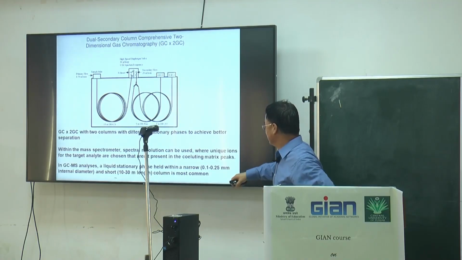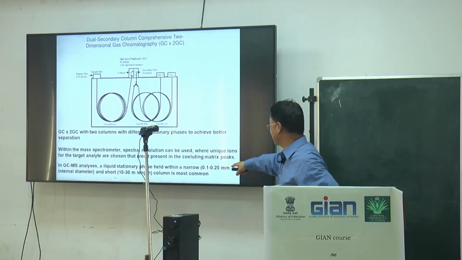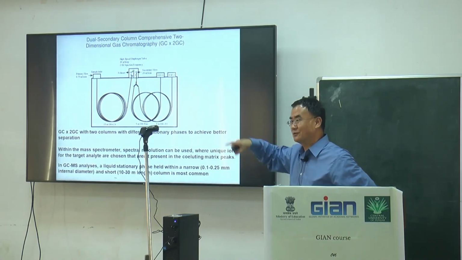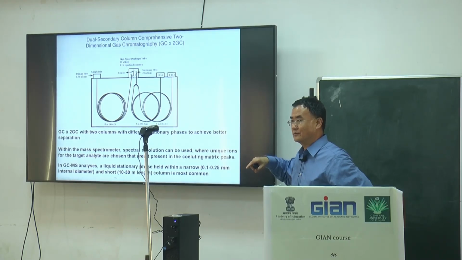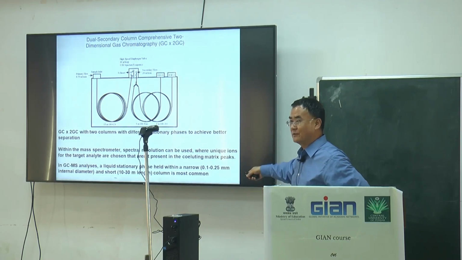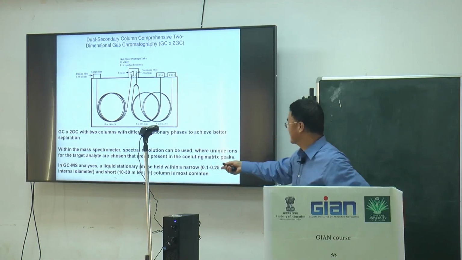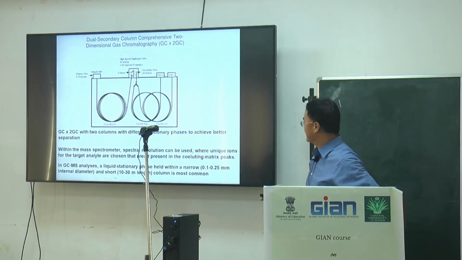For example, their diameter, the capillary diameter is like 0.1 to 0.25. But how much is UPLC? UPLC is about 1 or 2, right? 1 or 2. No, it's micrometer, right? Yeah. Similar. It's short, about centimeter.